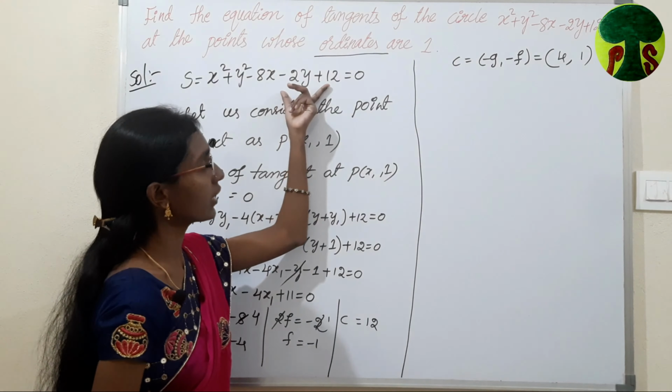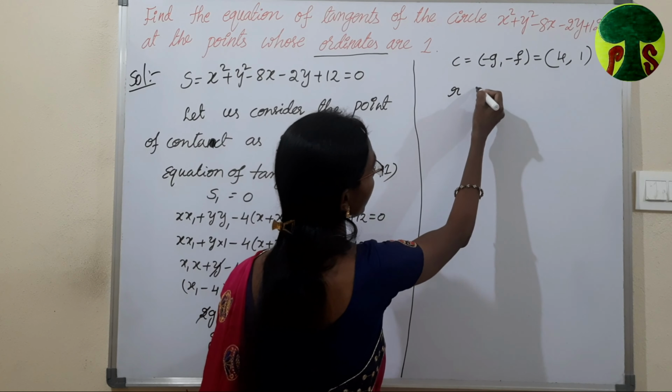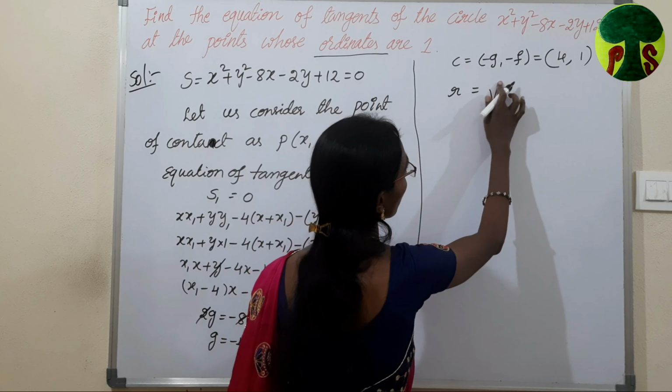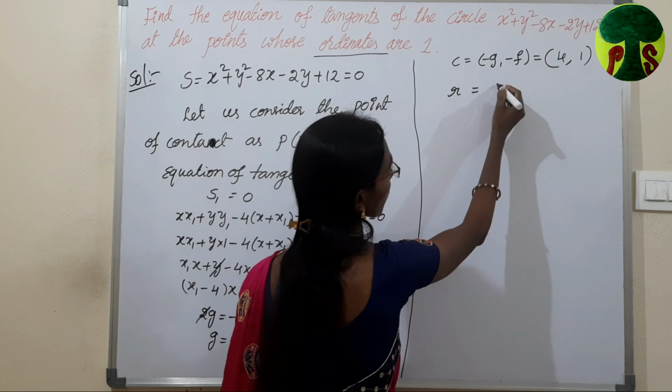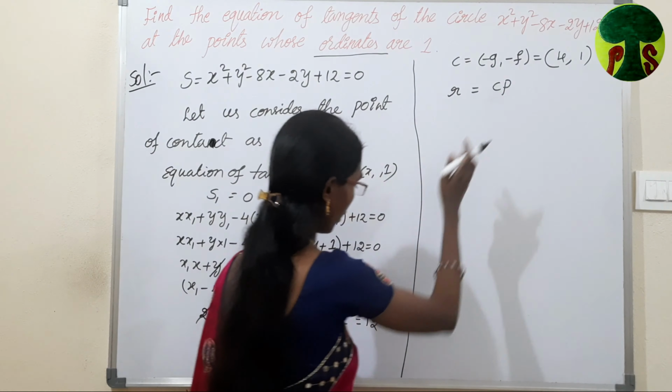The radius of the circle should be equal to the perpendicular distance. So let us consider the radius r equals the perpendicular distance. I am considering the perpendicular distance as CP. So here C is the center and P is a point on this line.